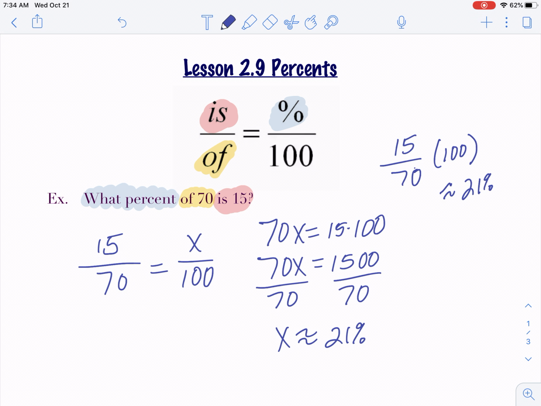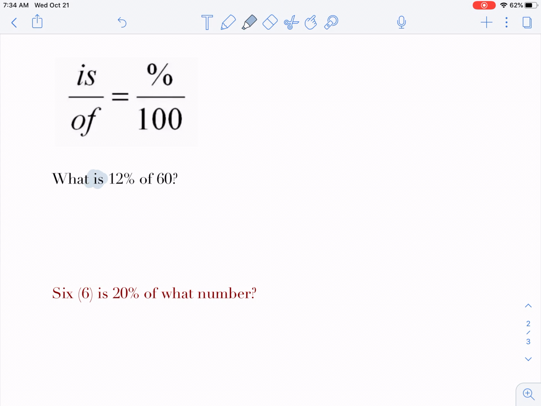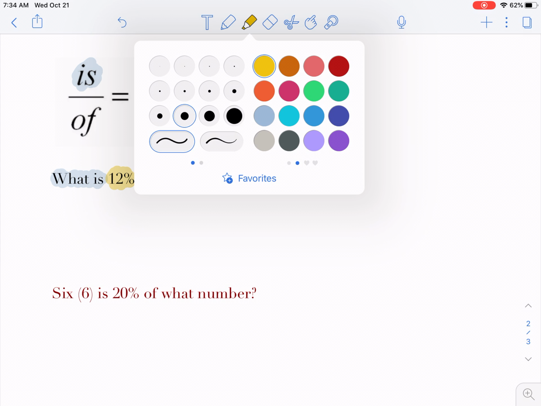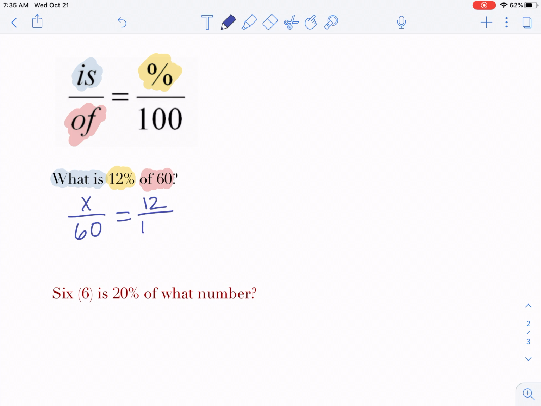In this next example, we are asked to find the is portion of this question. I'm given 12%, and percents are always out of 100, so the 12 will go in this spot in our proportion. I also see in this question that I'm asked 12% of 60, so the of portion of my proportion is going to be a 60. So setting this proportion up, I would have x over 60 because I'm finding the is portion, the part, so I'm going to use a variable in that spot, is equal to 12 out of 100.